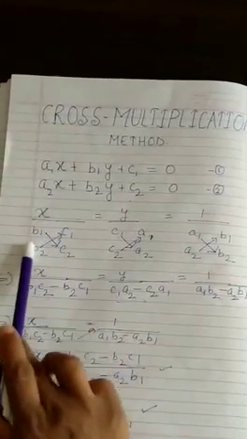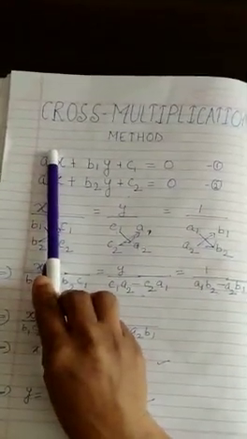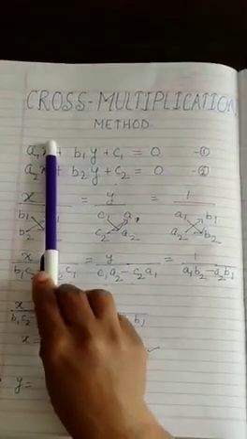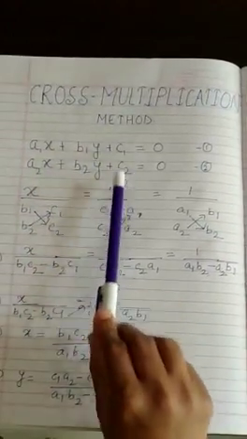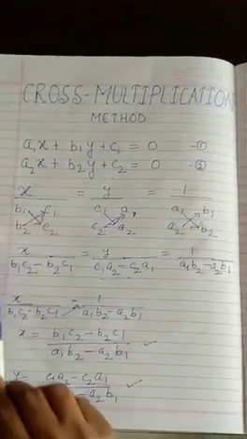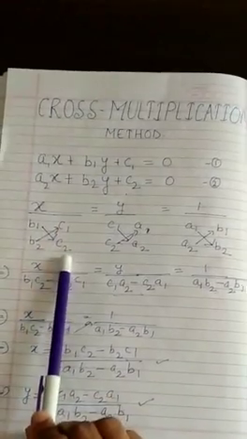Whenever we are writing for x, we hide the x and write the remaining parts, that is b1, b2, c1, c2. Like this we arrange the coefficients. So we have written b1, b2, c1, c2.